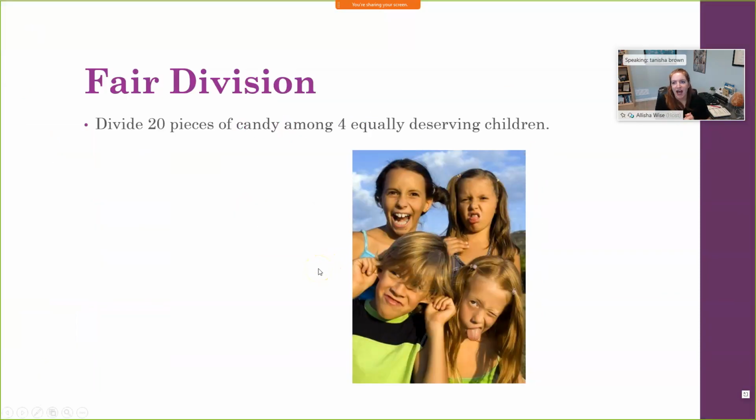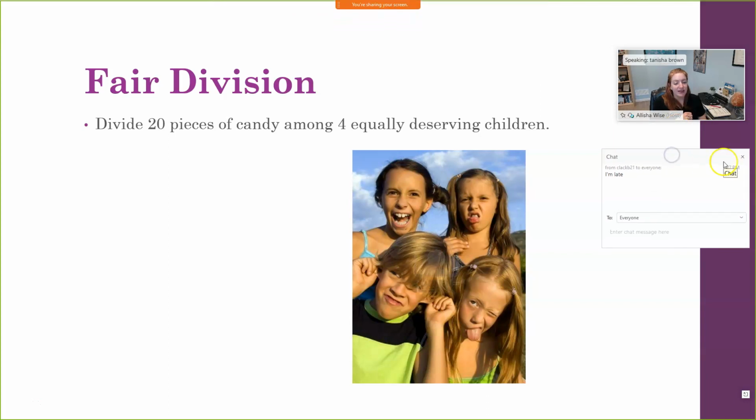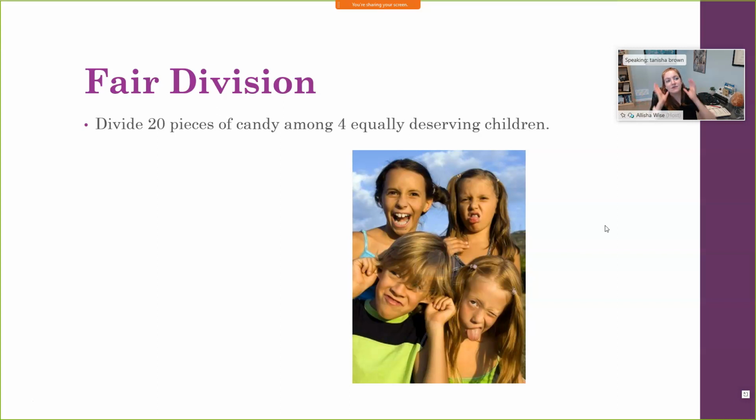Fair division. So the question I present to you guys is, how do you divide 20 pieces of candy among 4 equally deserving children? Yay! Okay, we just started fair division. So how do you divide that among 4 equally deserving children? What would your answer be? I would divide 20 divided by 4. Which would give you 5, right? Right. So that would be a normal answer. Most people would say that.